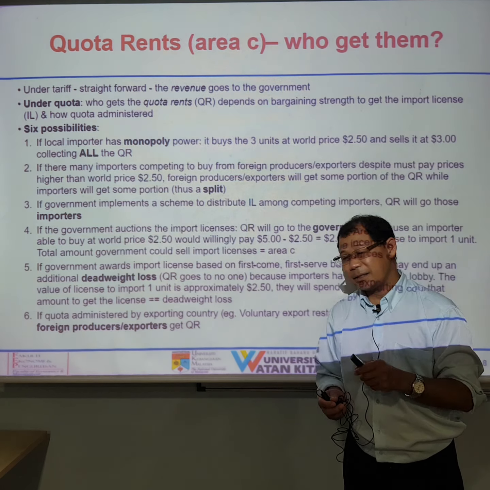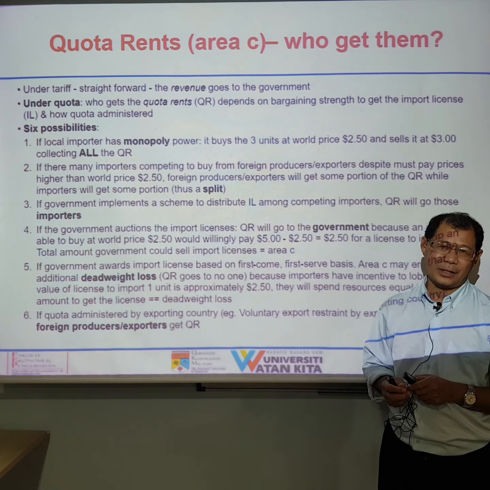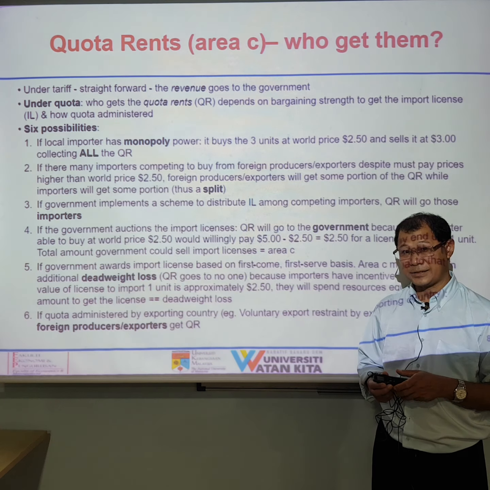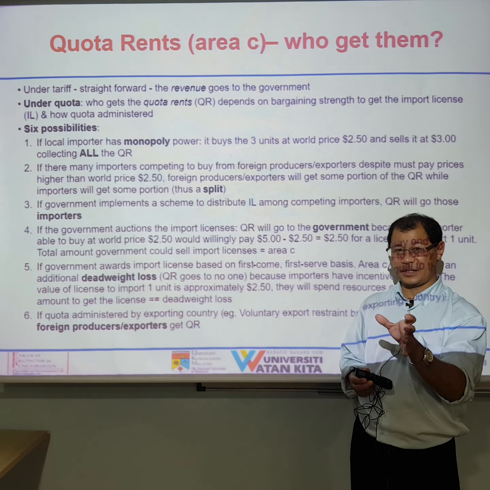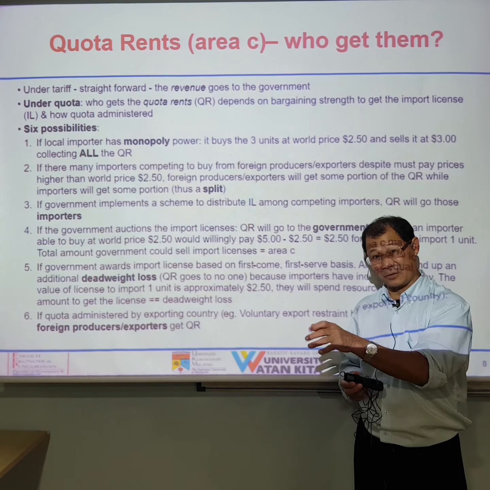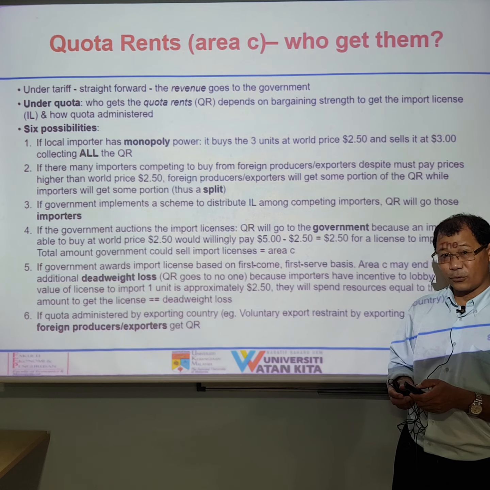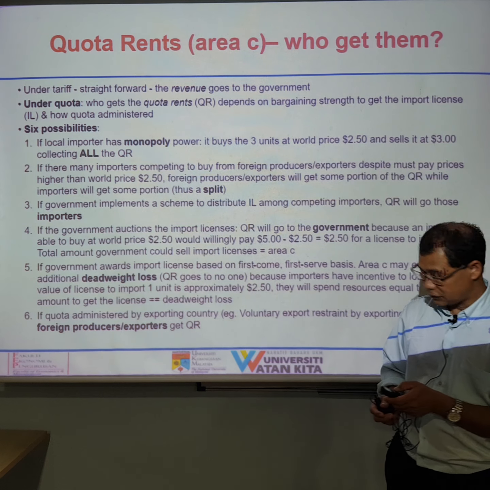So foreign producers and exporters get the quota rents because they administer the quota. They tell how much quantity they will export, and as a result, the price goes up. So they collect all of them. So those are the 6 possibilities.